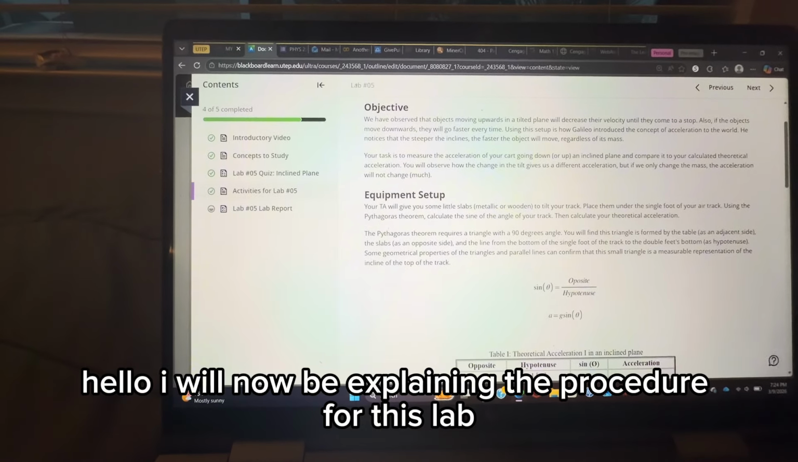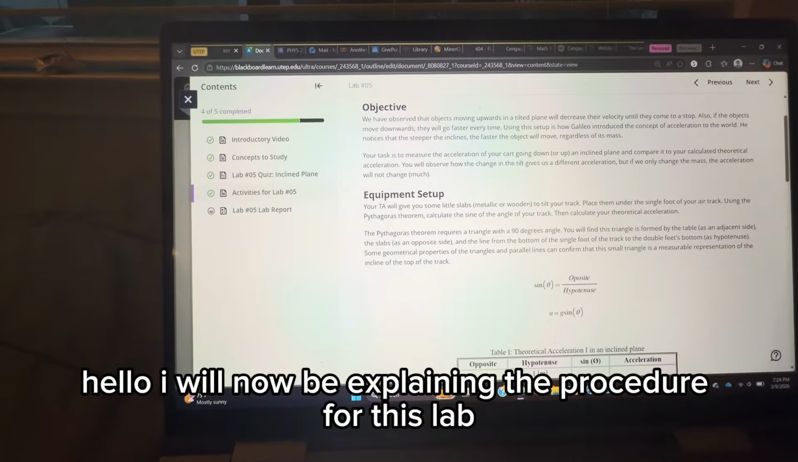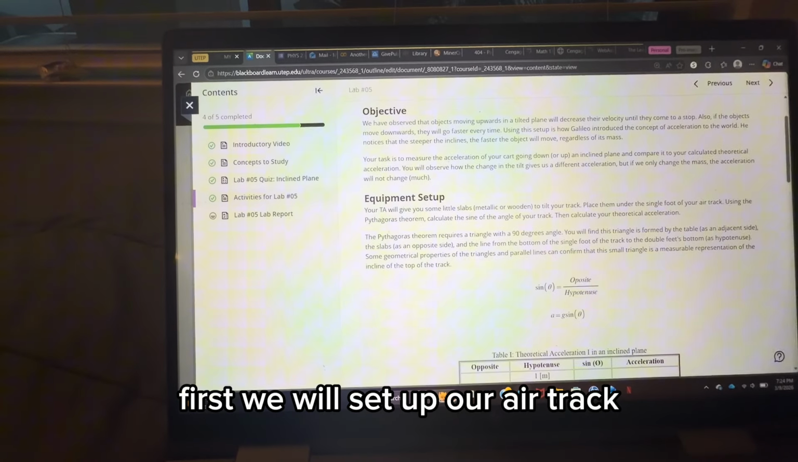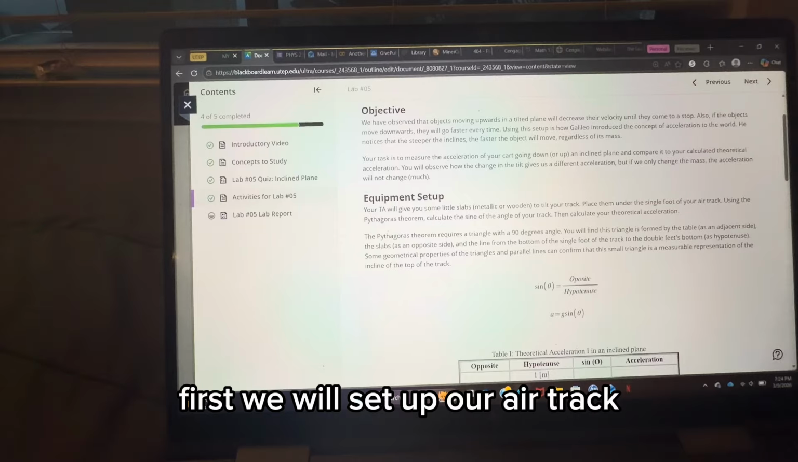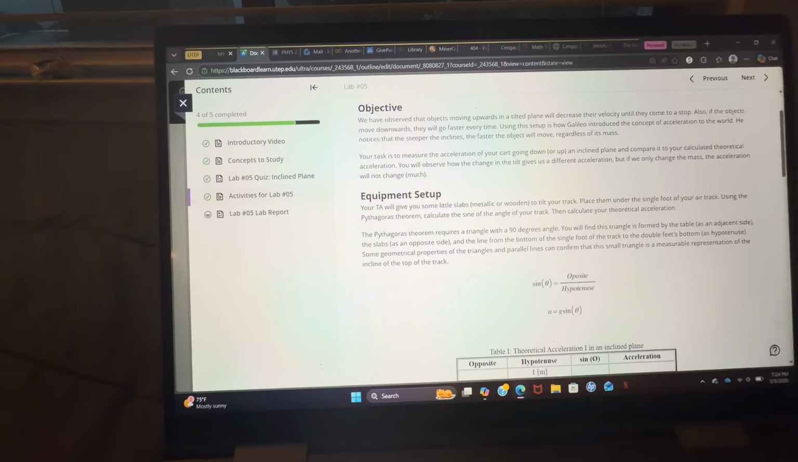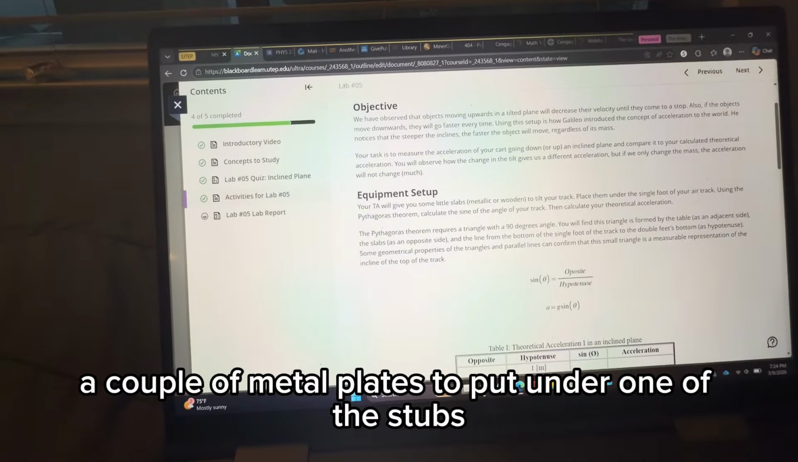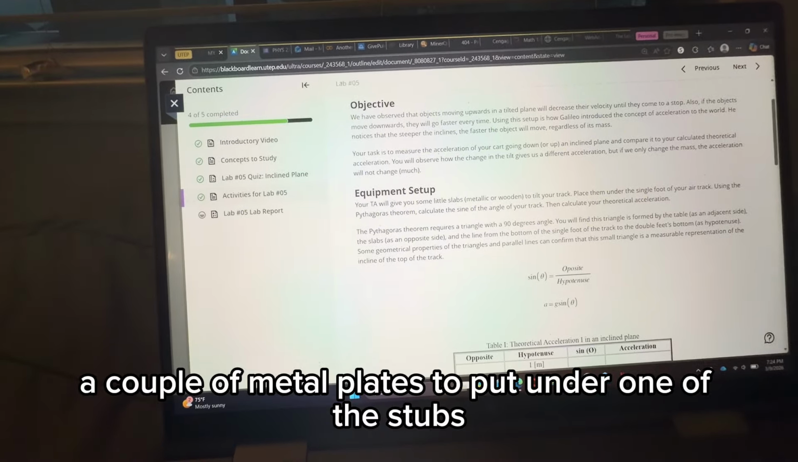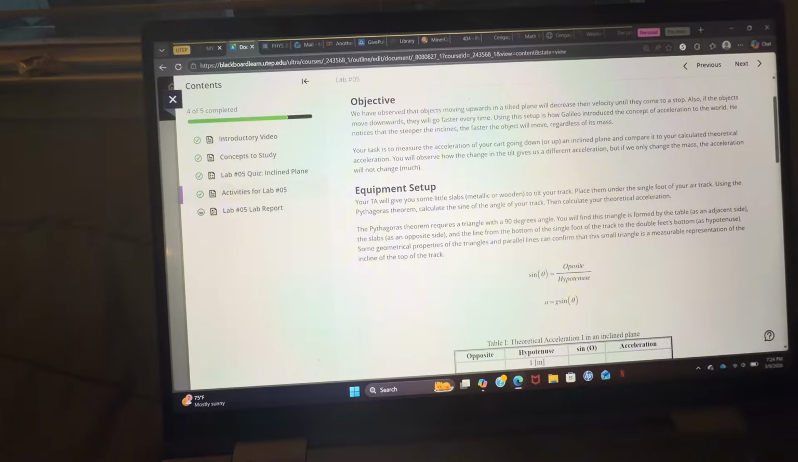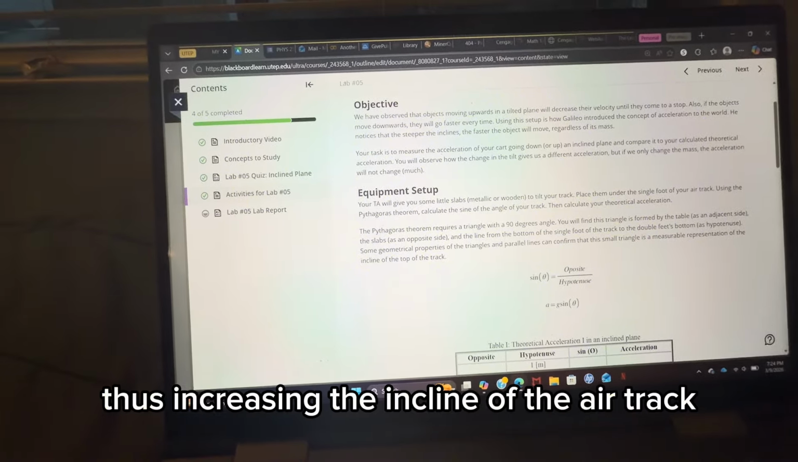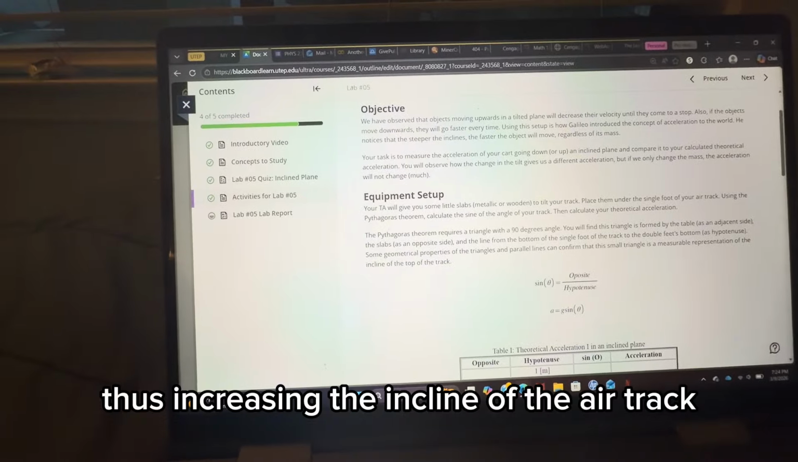Hello, I will now be explaining the procedure for this lab. First, we will set up our air track. We will be given a couple of metal plates to put under one of the stubs, thus increasing the incline of the air track.